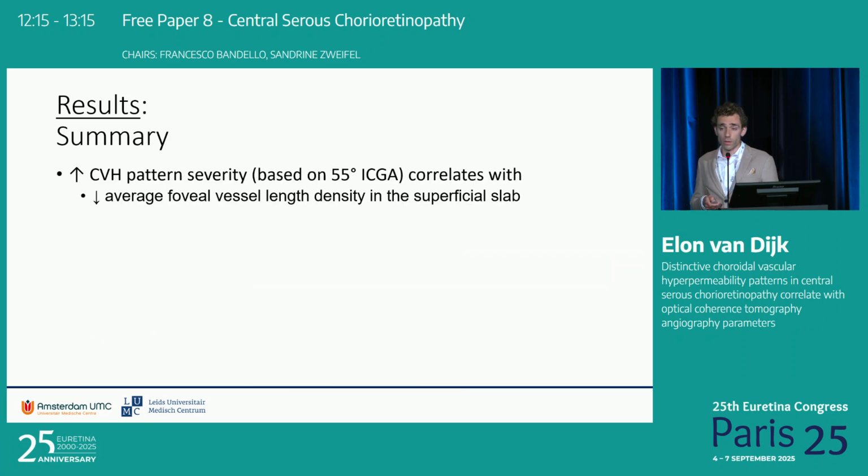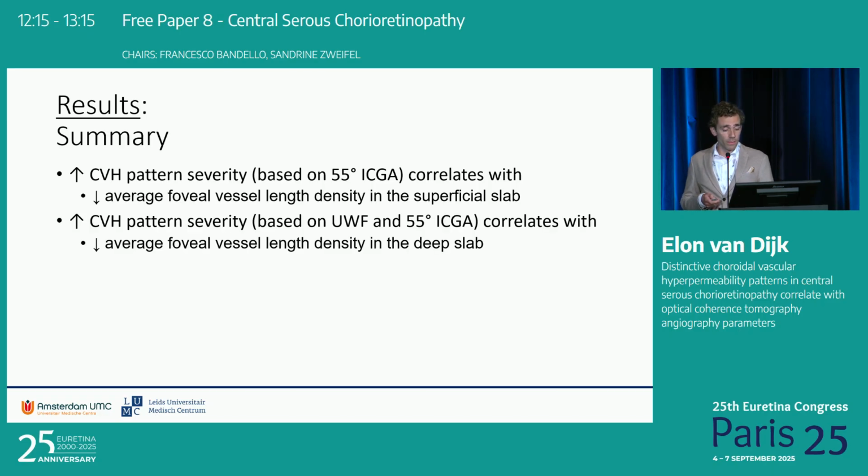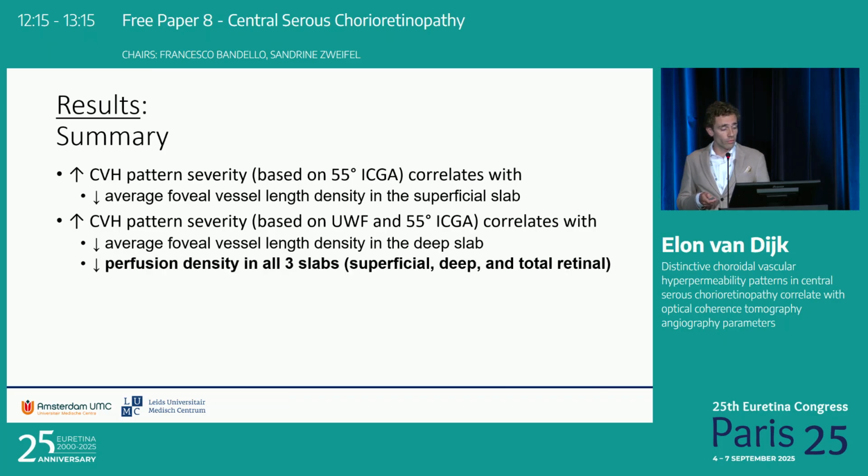So based on that, we conclude that the more chronic, the more severe the pattern on ICGA, there's a decrease in average foveal vessel length density in the superficial SLAP when we look at the 55-degree ICGA. We saw a similar pattern on the ultra-wide field ICGA. And we also found that the perfusion density in all 3 SLAPs decreased when we found a more chronic picture on the ICGA.